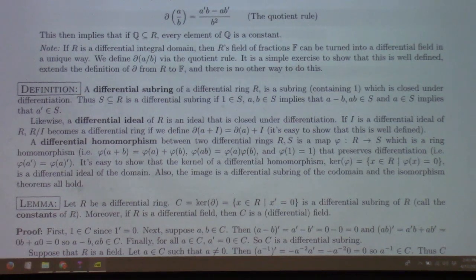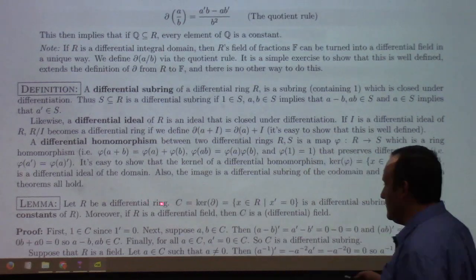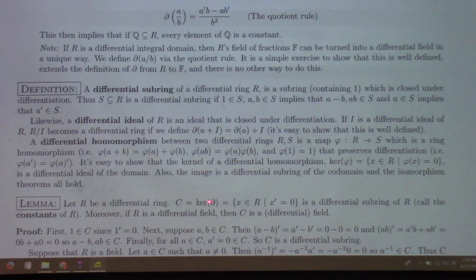Okay. Lemma. Let R be a differential ring, and let C be the kernel of this differential homomorphism. Then that's a differential subring of R called the constants. The C is for constants, right? The kernel of the derivative operator is called the constants of the ring. That makes sense? So if R is a differential field, then C is a differential field.